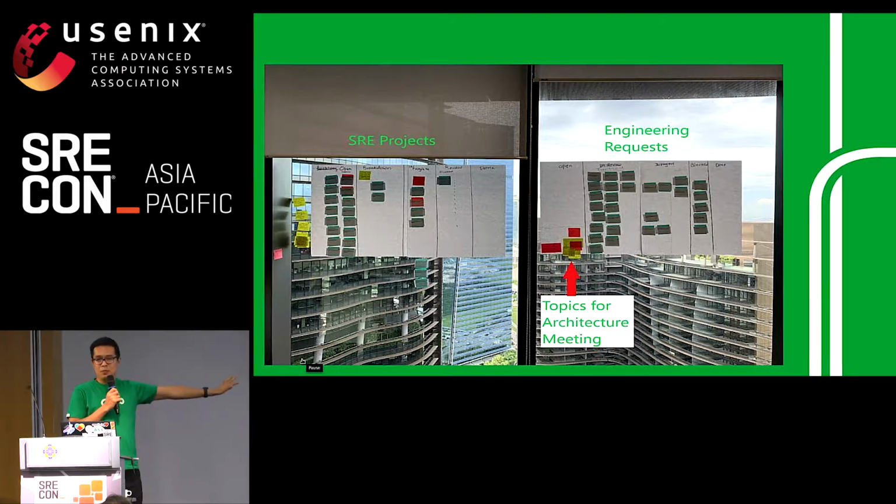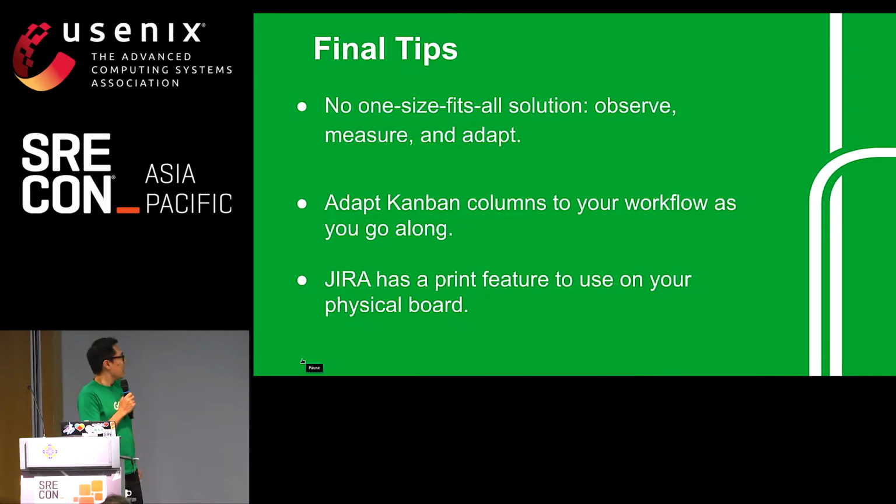So this is the actual board that we use at work, the 2 physical Kanban boards. Final tips, there's no one size fits all. I hope you get some things that you can implement in your team. But you need to adapt. You can adapt Kanban columns to suit your workflow, business processes.